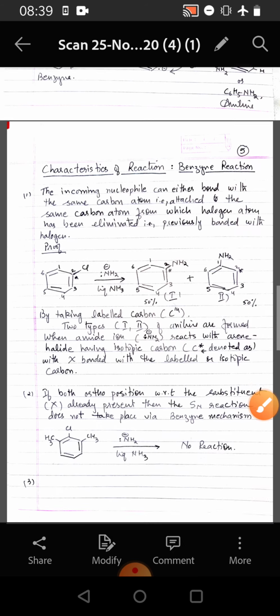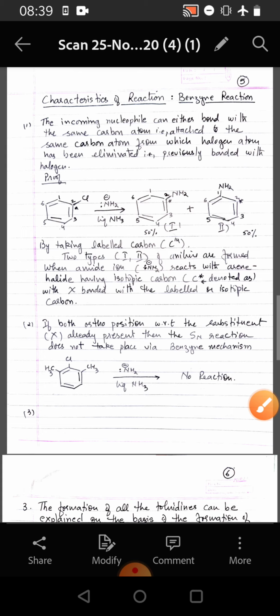Now we come to the characteristics of the benzyne reaction. The incoming nucleophile can either bond with the same carbon atom from which the halogen atom has been eliminated, or it can bond with the carbon which is ortho to the leaving group.